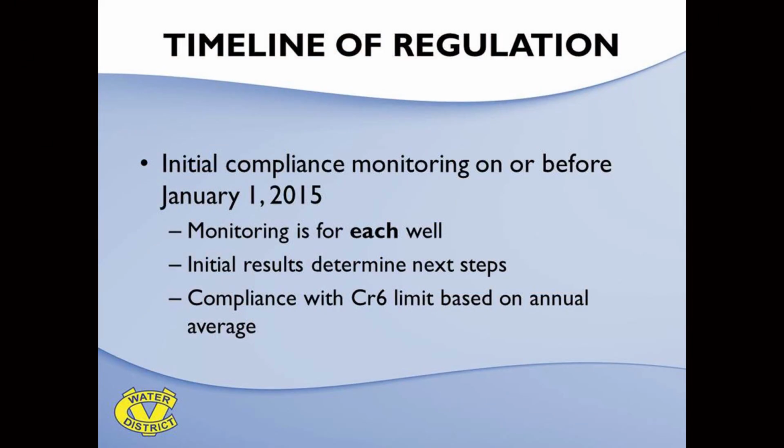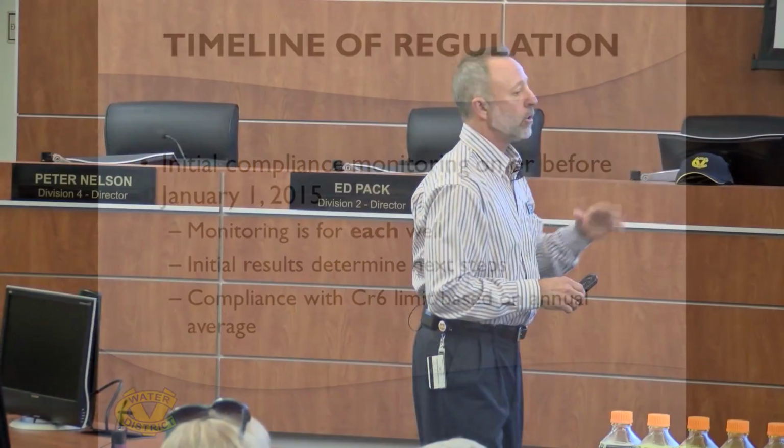What's the benefit? The state estimates that lowering this standard to 10 parts per billion will avoid 12 cancer cases statewide as a result of the regulation. So that is the benefit, 12 avoided cancer cases per year. Initial compliance monitoring has to be completed by January 1st, 2005. That's currently ongoing. Each well must be tested and must comply. If your first test is above the level, then you start quarterly monitoring. Compliance is based on an annual average, because it's not an immediate risk. They look at the annual average over a long period of time.